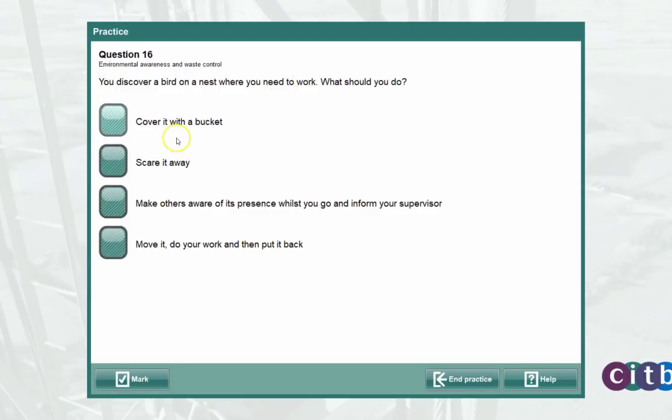You discover a bird on a nest where you need to work. What should you do? Cover it with a bucket. Scare it away. Make others aware of its presence. Move it, do your work, and then put it back.